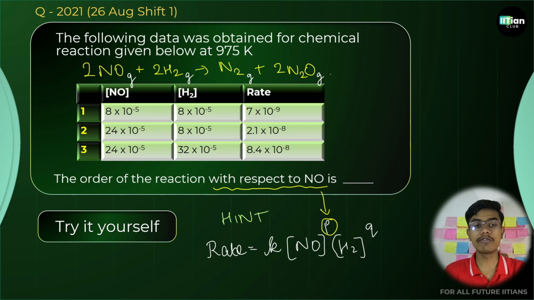Then what we have to do here is take the first two data points, 10 to the power minus 5 and 24 into 10 to the power minus 5. H2 will be the same, and when you divide the rate law for the two sets, it will be gone. Then you can easily substitute and find. I want you guys to try this and let me know in the comments. You will be getting the answer as 1.